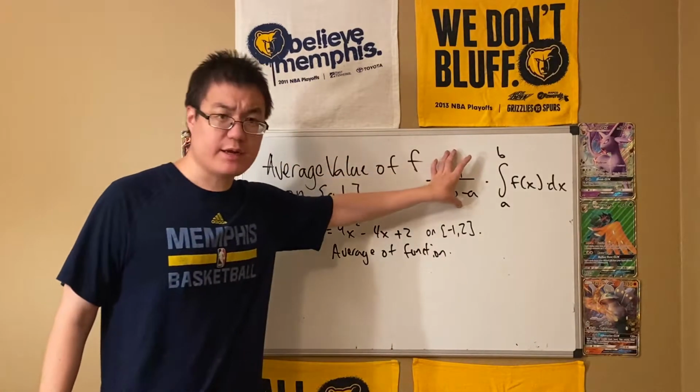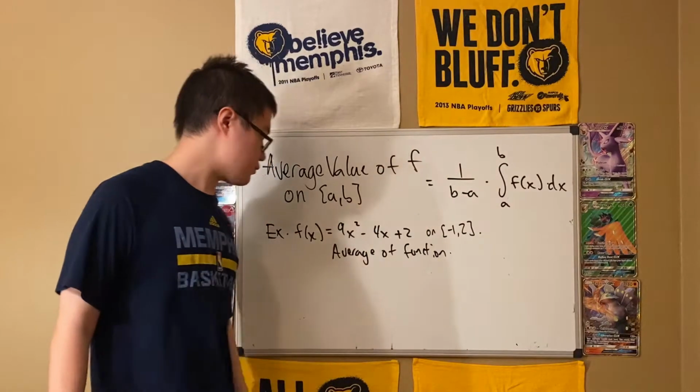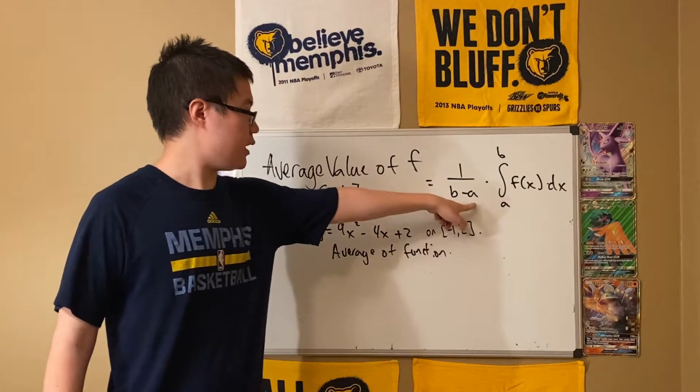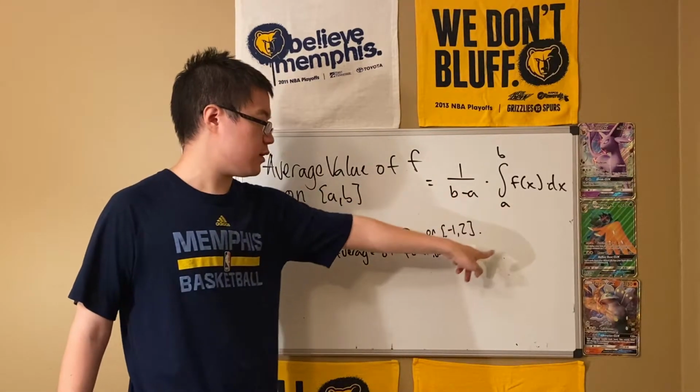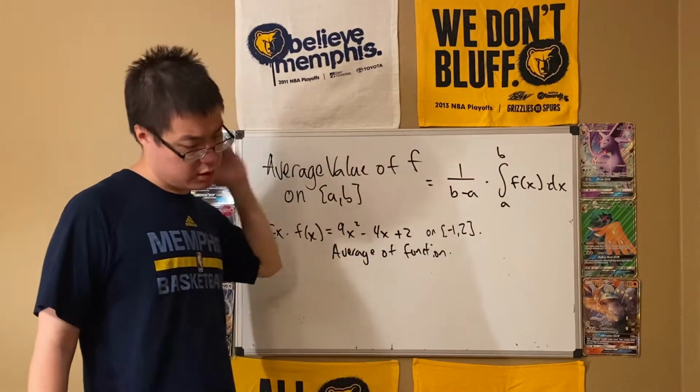So we have this formula right here. Let's just set it up in the context of this question. In this case, a is -1 because that's the left endpoint, so that will go in the lower limit. B is 2, so that's going to go in these two spots.